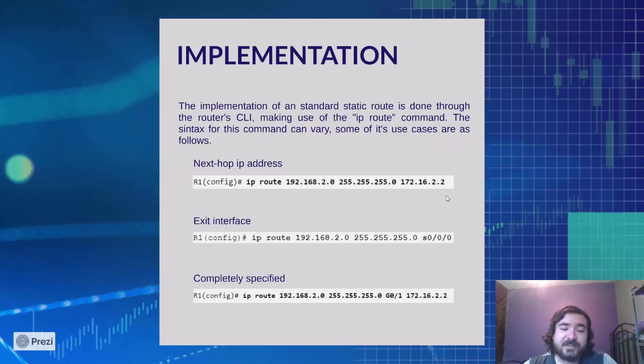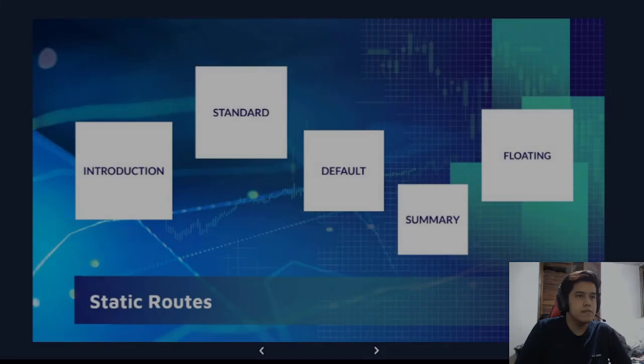The next one, which is not recursive, is the exit interface. In this case, we're going to type the same thing, but instead of having the next hop IP address, what we are going to type is the name of the exit interface that we're going to use. In this case, for example, it's S0/0/0. And the final configuration is the completely specified, in which we first type the name of the interface and then the IP address of the next hop.